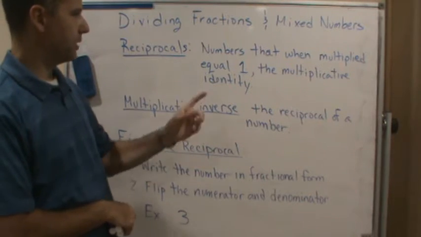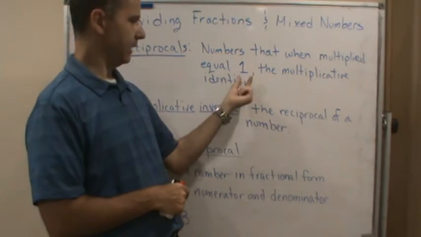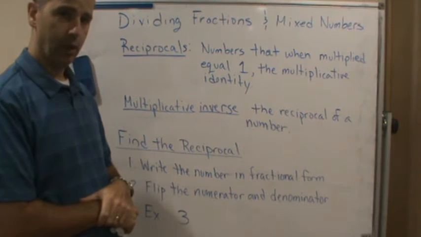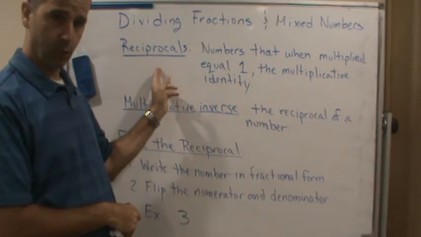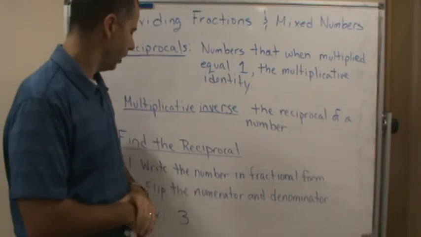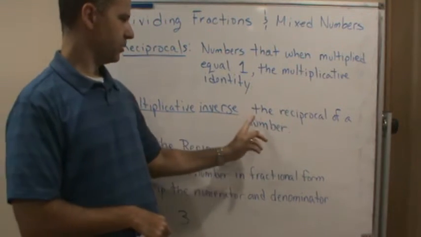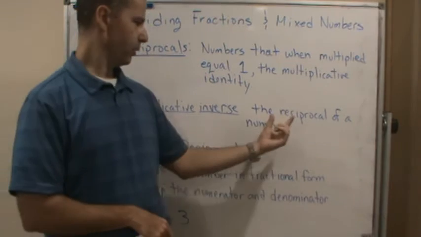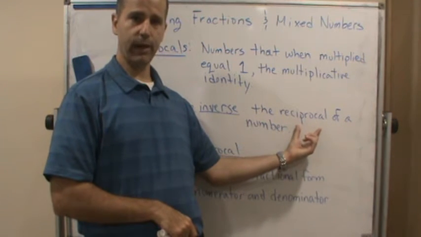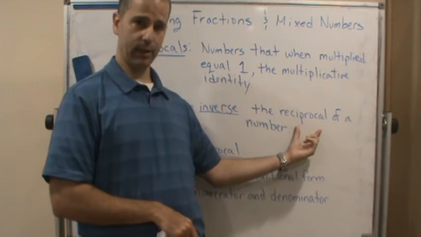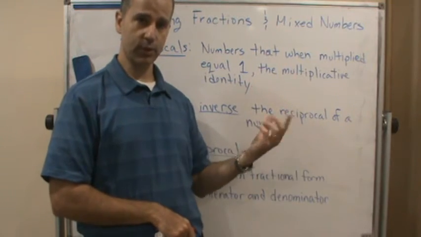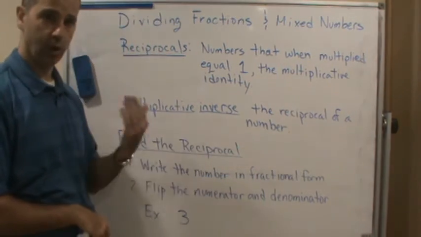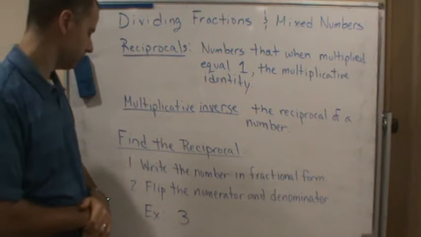So numbers that when we multiply them together will give us the multiplicative identity, we call those reciprocal numbers, or reciprocals. Multiplicative inverse is just the reciprocal of a number. So if we're given a number, we find the reciprocal of that number, which is the inverse. So they're inverses of each other as well. So reciprocals, we can also call them inverses.